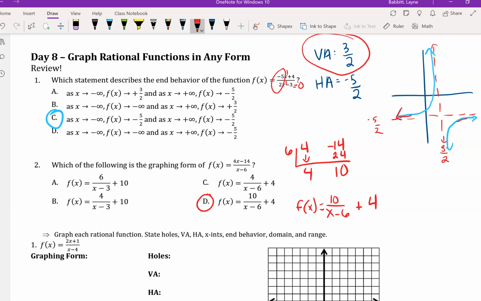And then where's the right end approaching? Also approaching the horizontal asymptote, which is negative 5 halves. So both ends are approaching negative 5 over 2.